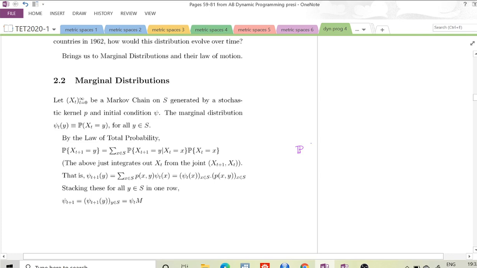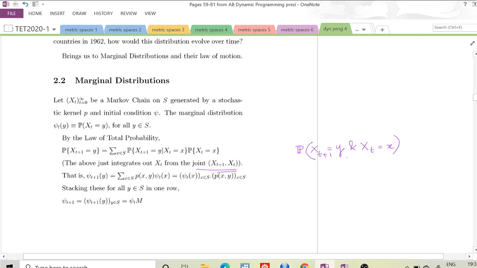So what is being said here is that xt plus 1 is equal to y and xt is equal to x, right? This is a joint density for xt plus 1 and xt, right? So if I want to crank out the marginal density of xt plus 1 equal to y, I have to add out, or integrate out, the xt over all possible x's, right?